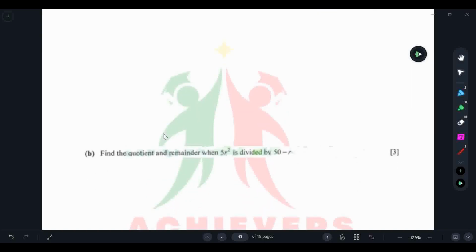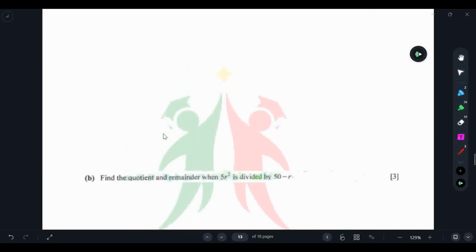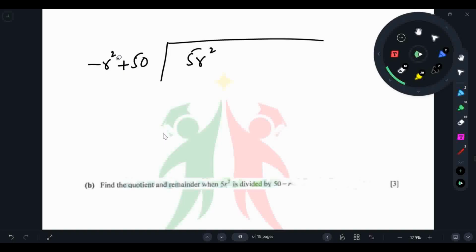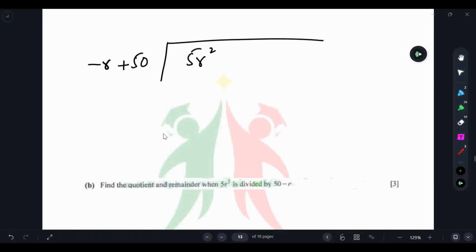Find the quotient and remainder when 5r square is divided by 50 minus r. Okay, now it is very simple. We can rearrange it as minus r plus 50, which will always help you to solve the questions. Now if we simplify it, be very careful in writing the question: minus 5r square divided by minus r plus 50.